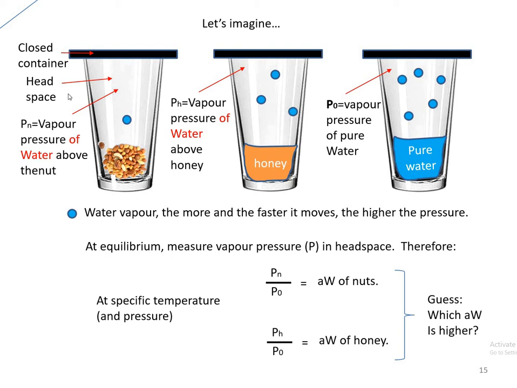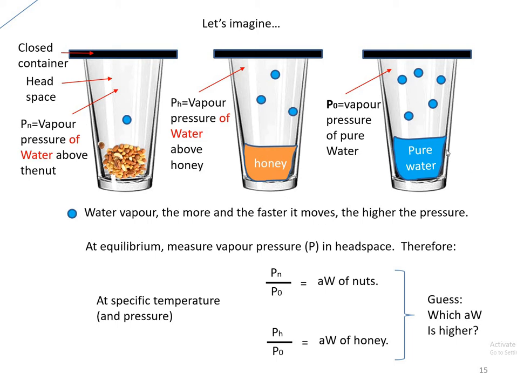So these nuts, this honey and this water will generate water vapor. Obviously nuts has only one blue dot there, honey has slightly more, but pure water has a lot more. So what we do in the head space here, we measure the vapor pressure of water above the nuts, the vapor pressure of water above the honey, and also the vapor pressure of pure water. I think the principle is the more and the faster this water vapor moves, the higher the pressure.